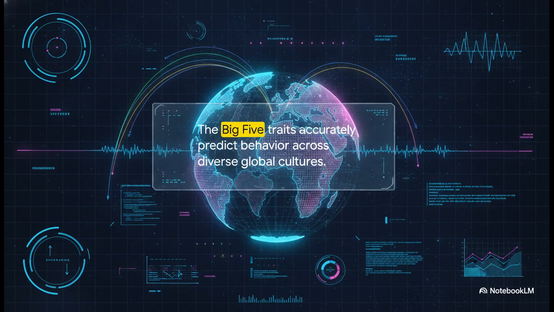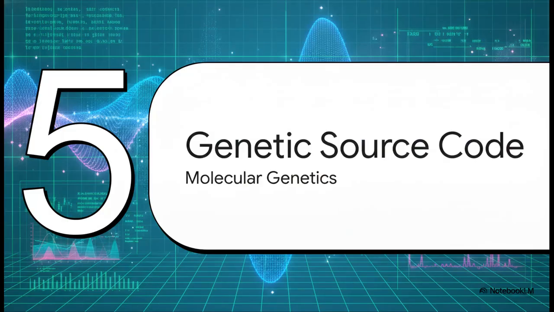But what's truly fascinating here is that the Big Five isn't just some Western concept. The data shows incredible cross-platform compatibility. These exact same 5 factors have been identified globally, from China and Japan to Italy and Turkey. They even accurately predict job performance across different cultures. It's really a universal human framework. Finally, we have Module 5, the source code, behavioral and molecular genetics.